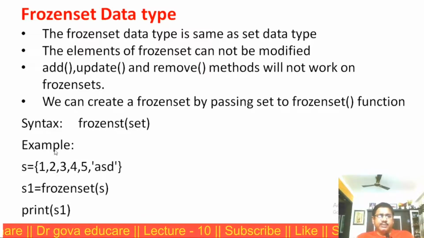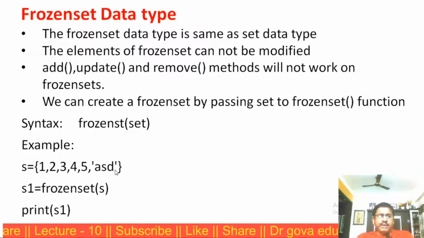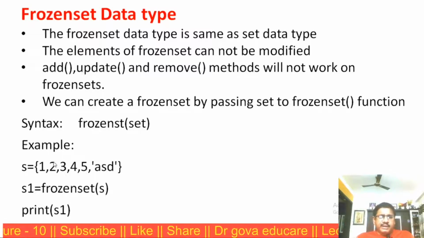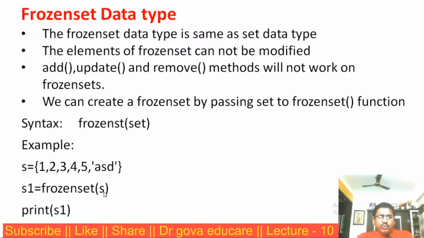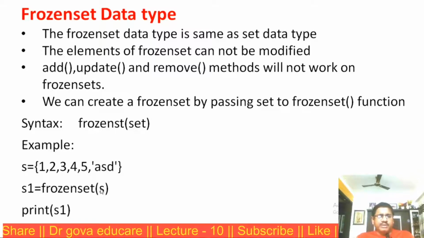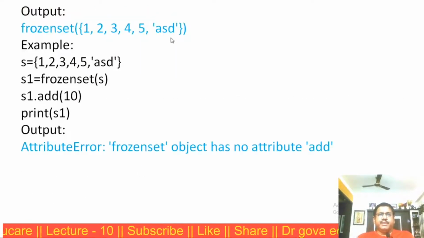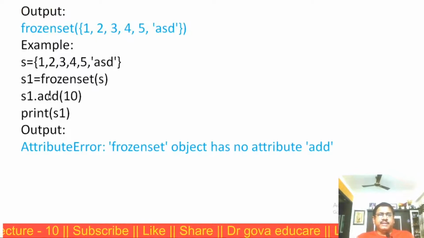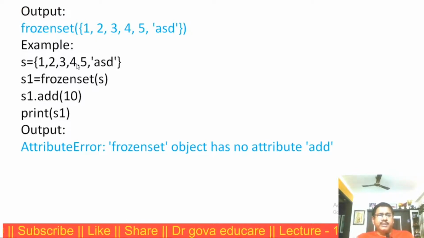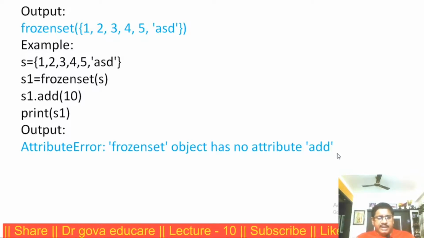So this is the example. This set S is equal to 1, 2, 3, 4, 5, ASD. I am passing this set to frozenset. Now this set becomes a frozen set. This is the output. Now this is example. I am trying to add the elements. We get an error: object has no attribute add.